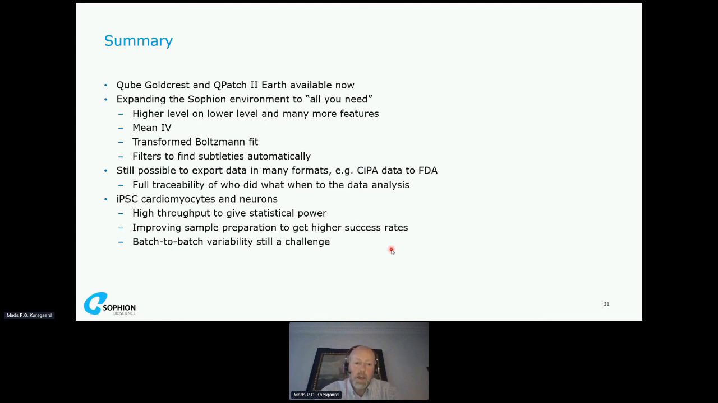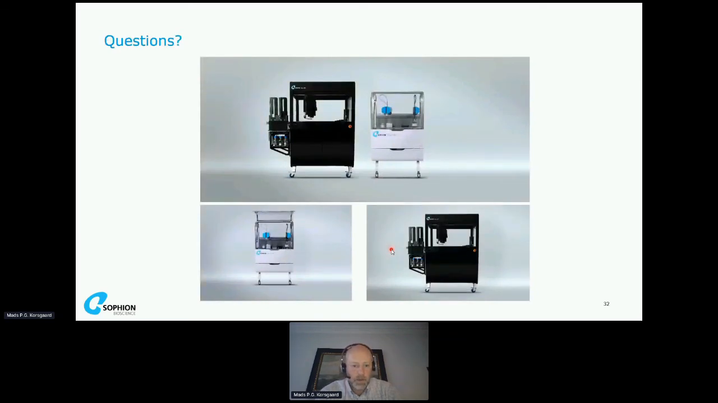We have an increasing amount of iPSC, cardiomyocyte, and neuronal data. And with the APC platform, that gives you the high enough throughput to give statistical power. And we continue to look into the assay conditions to improve it as much as possible. And of course, we still have this batch-to-batch variability. So we are working also closely with the vendors, with the manufacturers of these iPSC cell material. So with that, I'm happy to take any questions if the technique allows. Thank you.